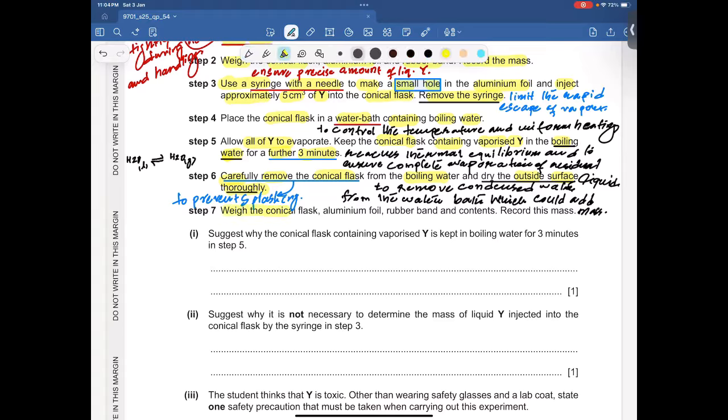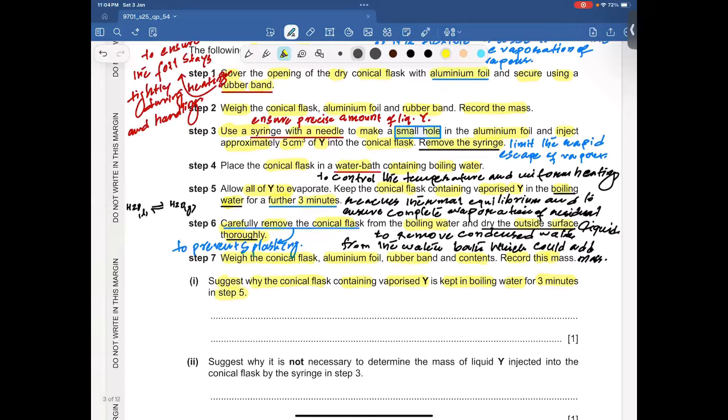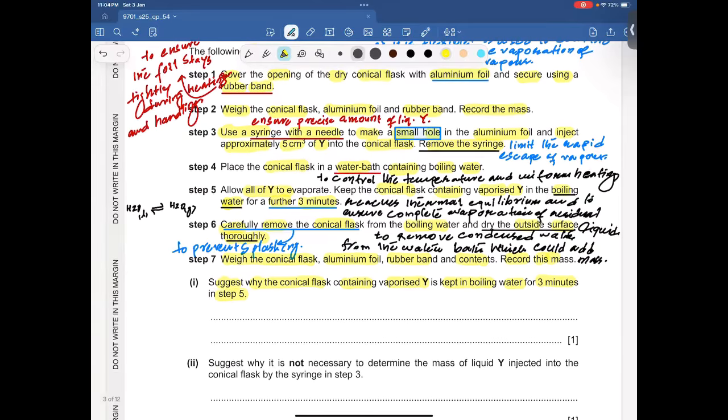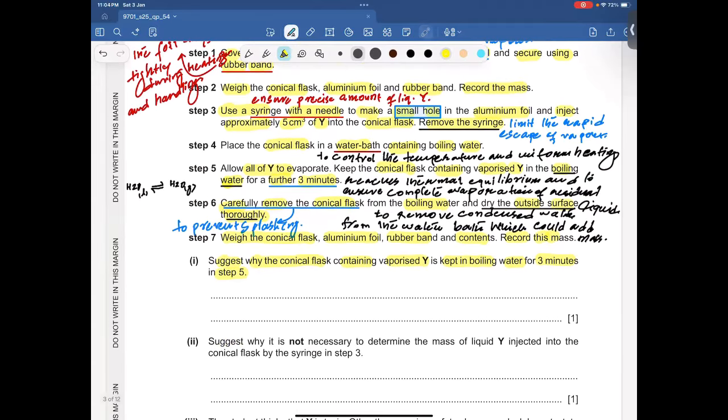Now weigh the conical flask, aluminum foil, rubber band, and contents. Record this mass. Suggest why the conical flask containing vaporized Y is kept in the boiling water for 3 minutes in step 5. And that's what I've told you. Three minutes, yeah, that's the point. We need to write this.